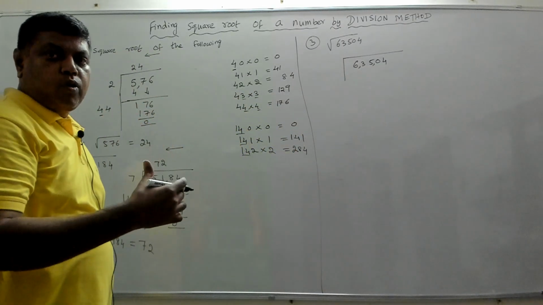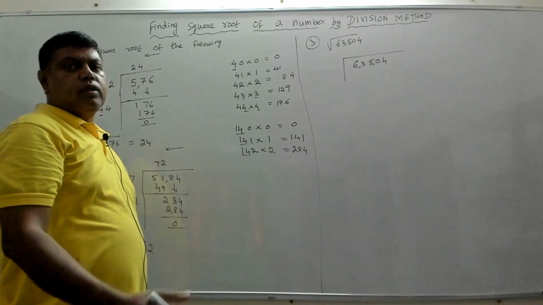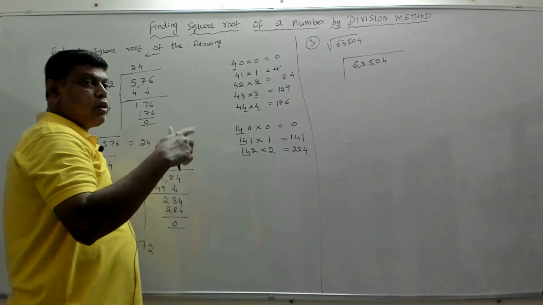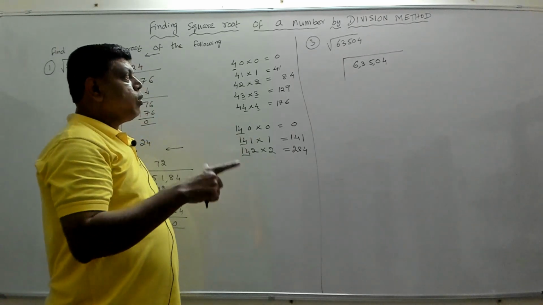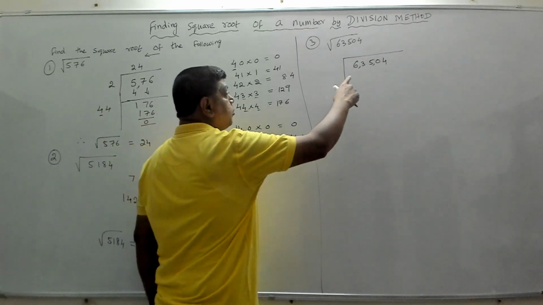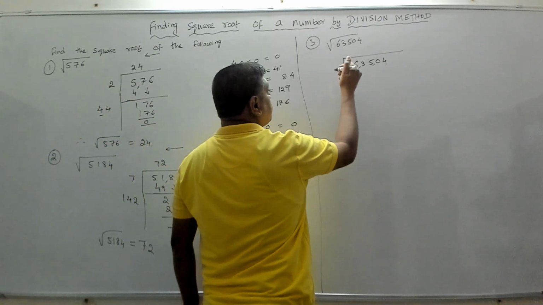Then we should start telling our square table. 0 into 0 is 0, 1 into 1 is 1, 2 2s are 4, 3 3s are 9. 9 we cannot put because that exceeds 6. So we have to put 2, since 2 2s are 4.